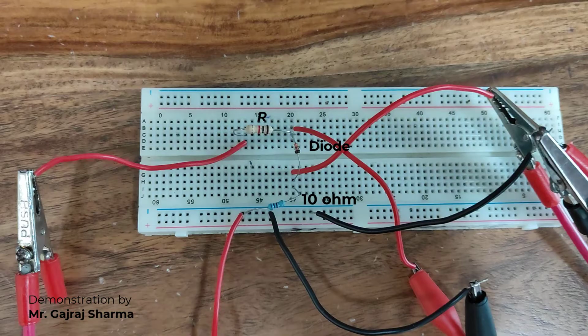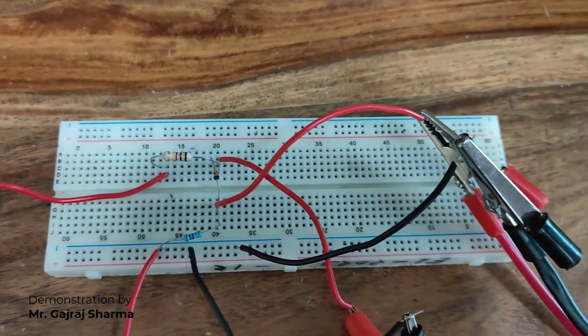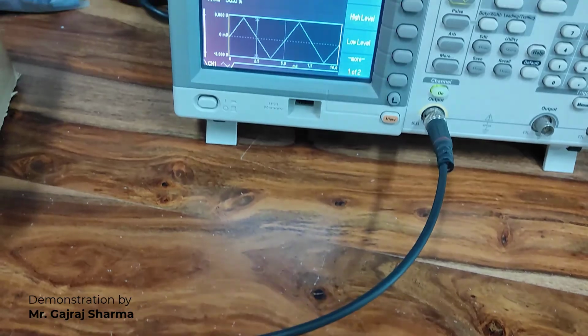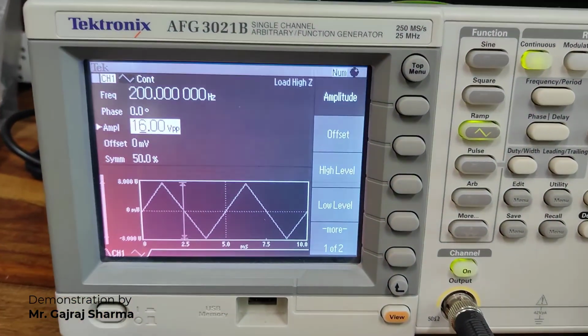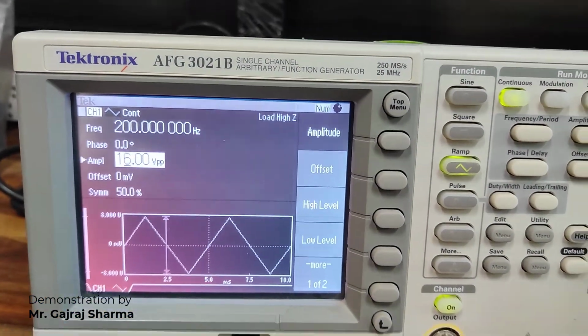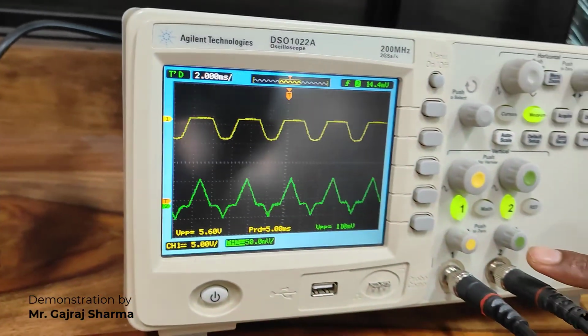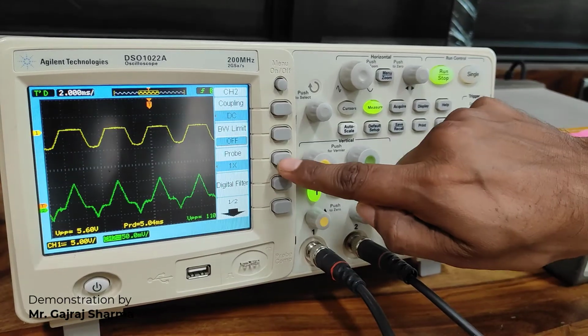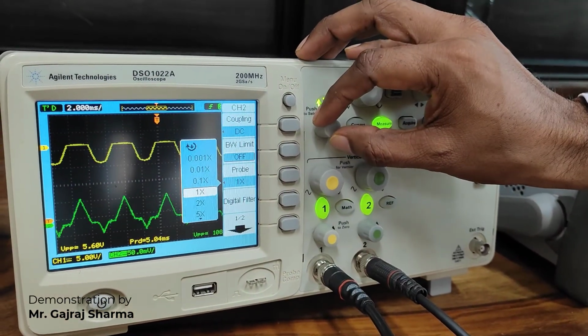So this is how the circuit looks like. You can see we've connected a resistance, then a diode and a 10 ohm resistor. The voltage across the diode will go to channel 1 and that across the resistor will go to channel 2. If you look at the input, we are giving a 16 volt peak to peak triangular waveform. And this is how the waveforms look like. Know that now we need to change the property of channel 2. So we press the button of channel 2 and go to probe factor and make it 0.1x.